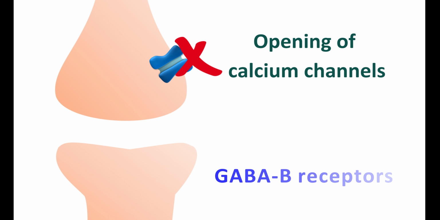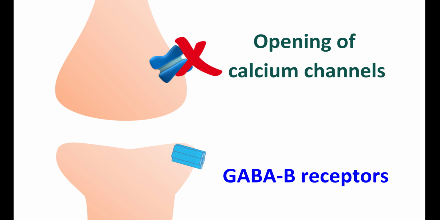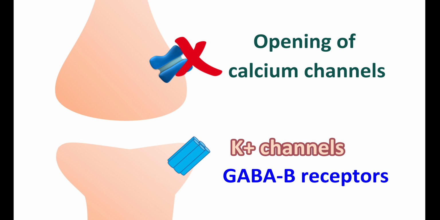On the presynaptic neurons, it prevents the opening of calcium channels. This leads to the inhibition of exocytosis and prevents the release of neurotransmitters like glutamate. On the postsynaptic neurons, it activates the GABA-B receptors that open potassium channels, leading to hyperpolarization. This prevents the excitation of postsynaptic neurons. By all these actions, baclofen can reduce the neuronal excitation and it can reduce the muscle spasticity.